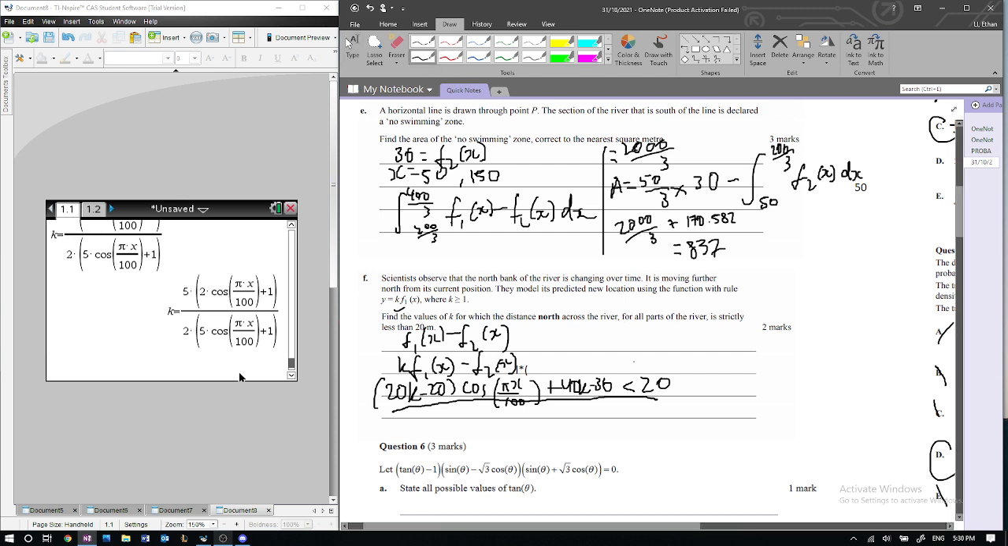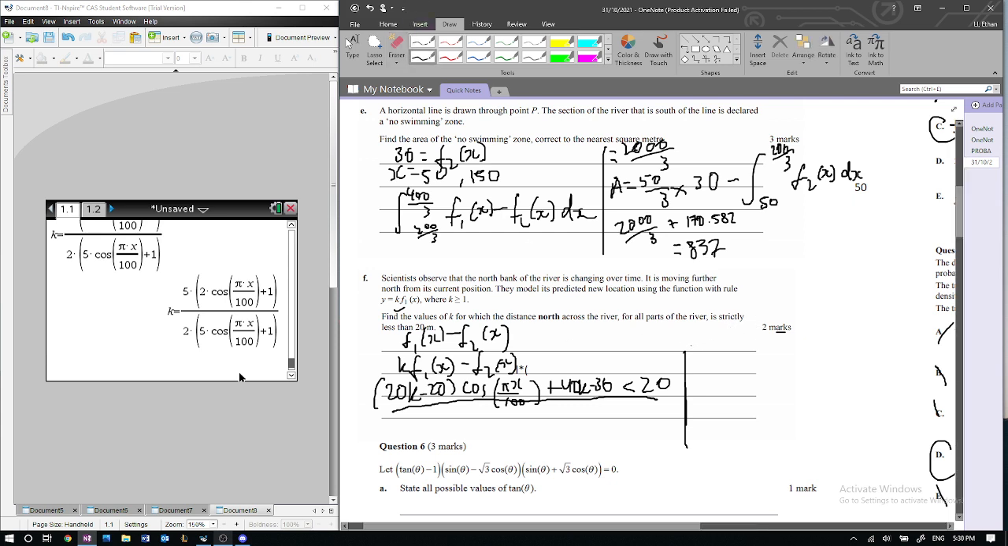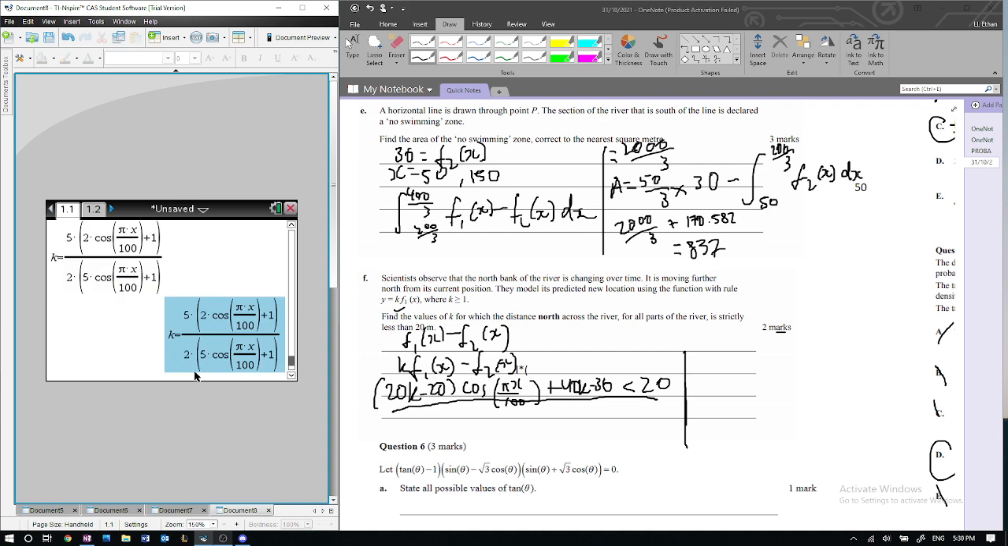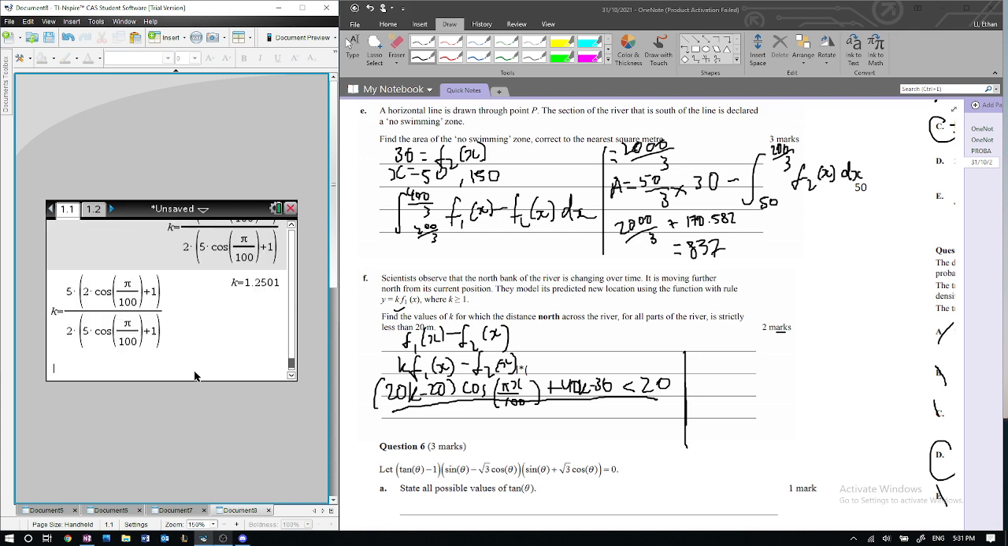Okay, so I've solved for k and it's given me where k is equal to 5 cos pi x. I'm not going to write that out, but you can see it on my calculator. So it's giving me k is equal to that. So maybe if I sub in an x value, let's just say x is equal to 1.25.